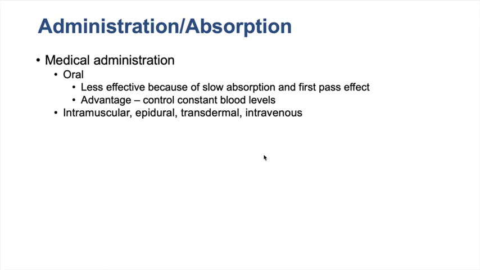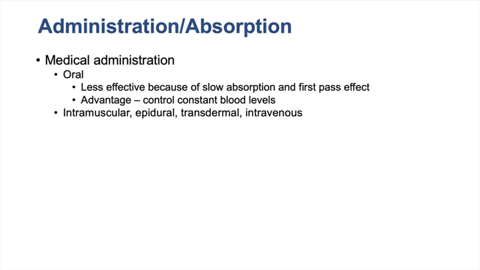So, for medical administration, it's usually either given orally, basically like when you're prescribed oxycodone when you have a chronic pain issue. Let's say you got ACL surgery or you got your wisdom teeth out. That would be an oral administration. It's less effective because you have a slow absorption and there's a significant first pass metabolism effect, meaning that you lose a significant amount of the potency. But you can have a constant and consistent blood level of the drug within your bloodstream, which is usually what we're looking for with medicinal administration.